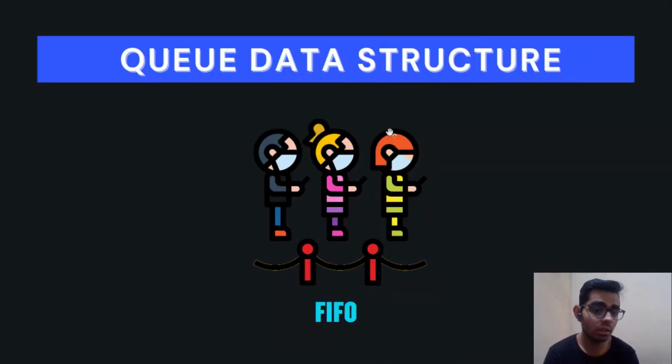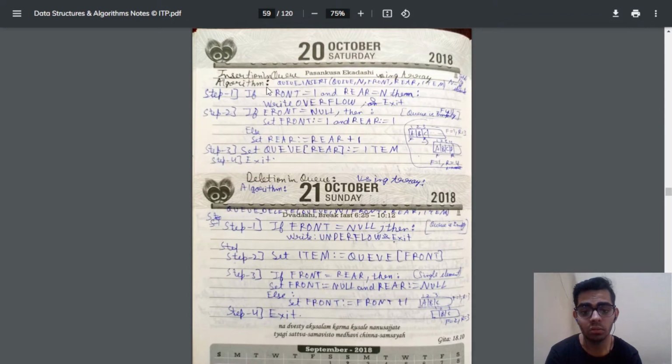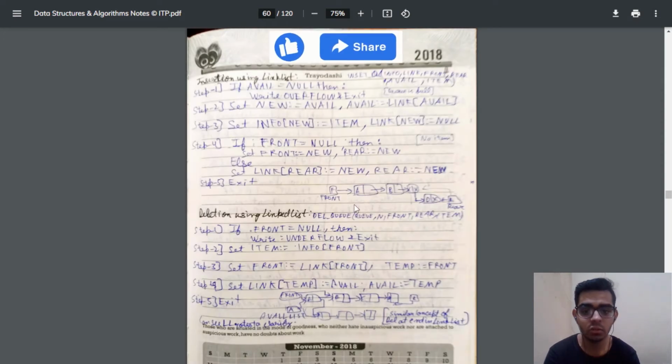You can also see it here: traversal, insertion, deletion. These are the three operations that are very important and very necessary to learn. After that, you can also see insertion in the queue. I explained each and every algorithm of insertion and deletion using array and using linked list. You have to just read them and understand them, and programs will be provided to you.